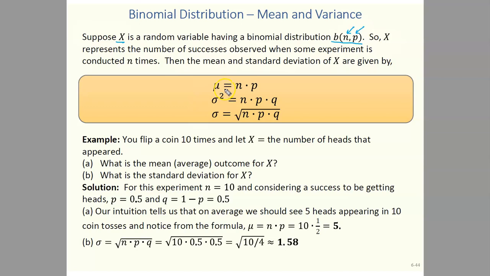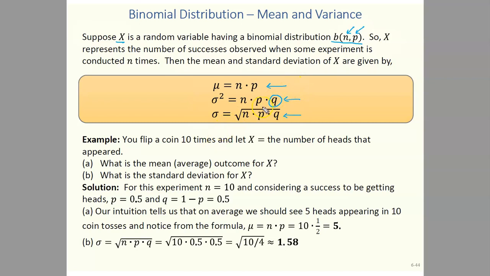The mean for x, or the mean for the binomial experiment, is given by n times p. The variance is going to be n times p times q, and the standard deviation is the square root of the variance, or the square root of n times p times q. And remember here, q is the probability of failure, which is 1 minus p.